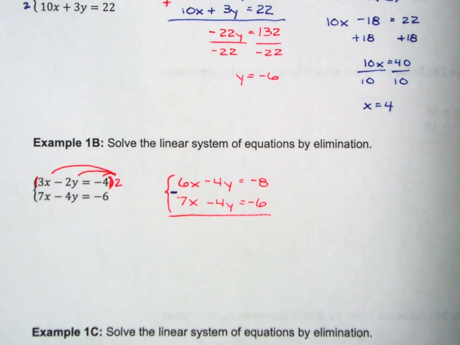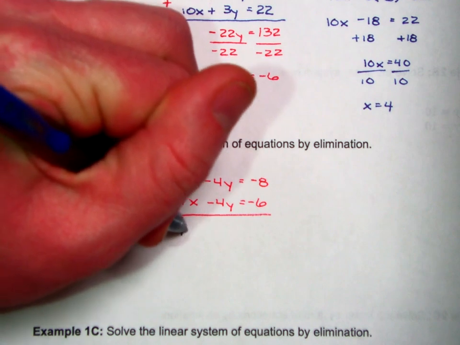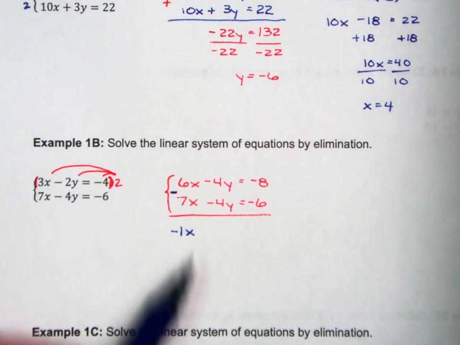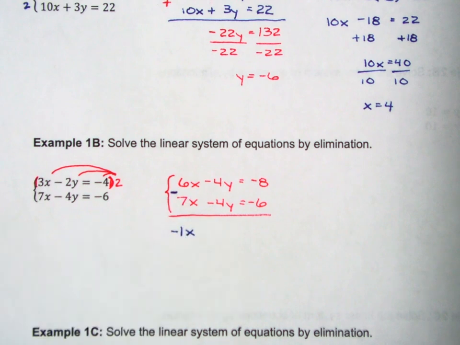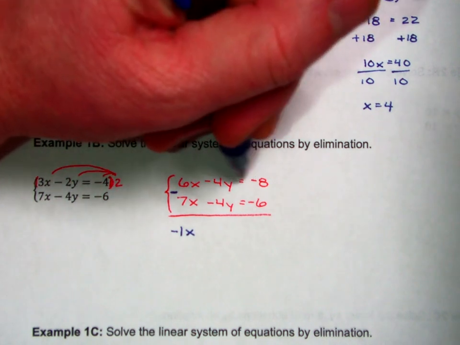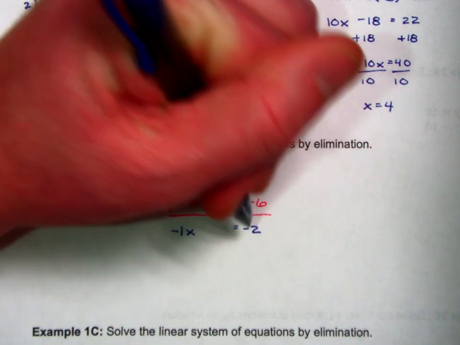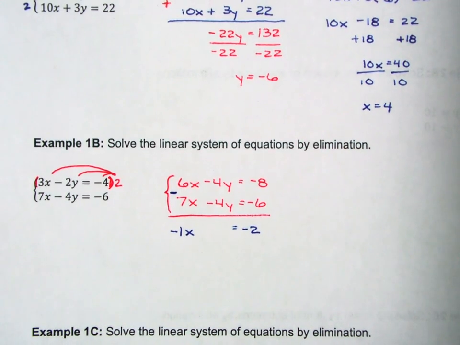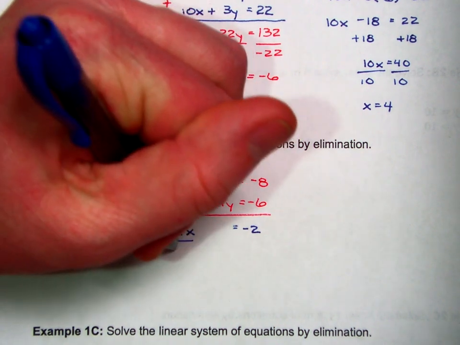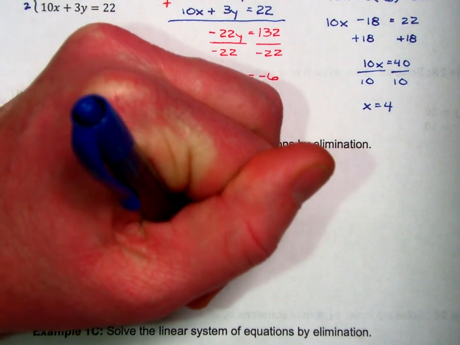So if I subtract our columns here, we'd have 6x minus 7x, which is a negative 1x. My negative 4y minus a negative 4y, minus a negative means I'm adding. That's going to give me 0y. And then if we take negative 8 and we subtract a negative 6, that means you're actually adding 6. It's going to end up giving you negative x is equal to a negative 2. So solving that equation, divide each side, of course, by negative 1, and x is now going to be equal to a positive 2.